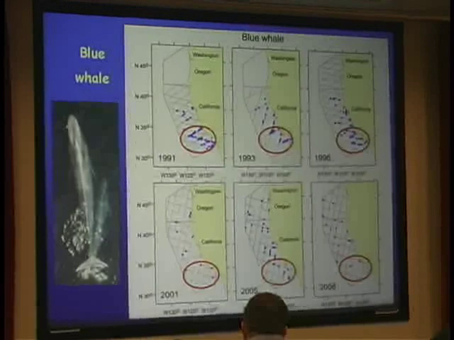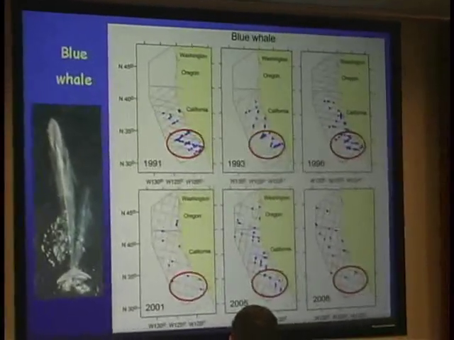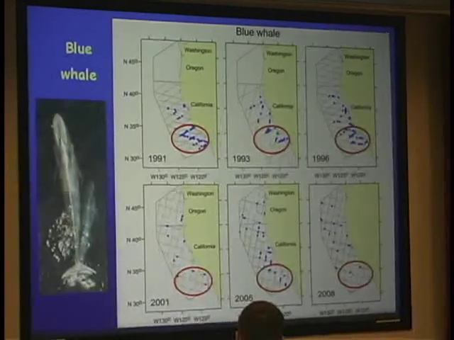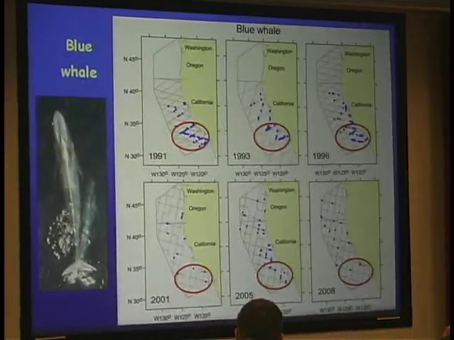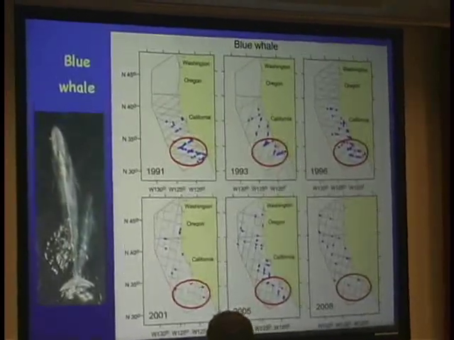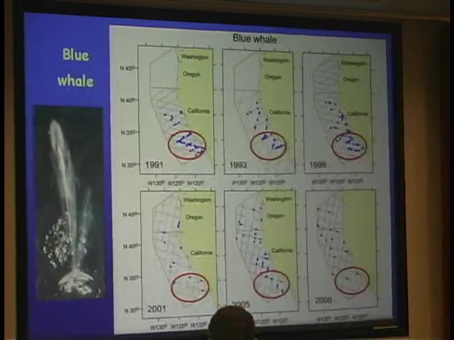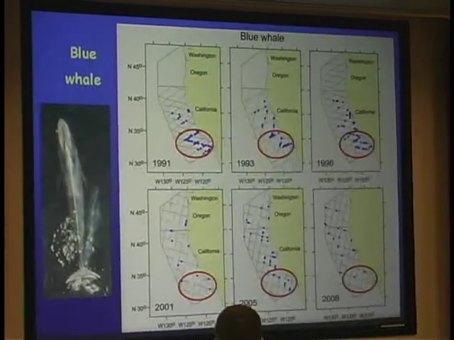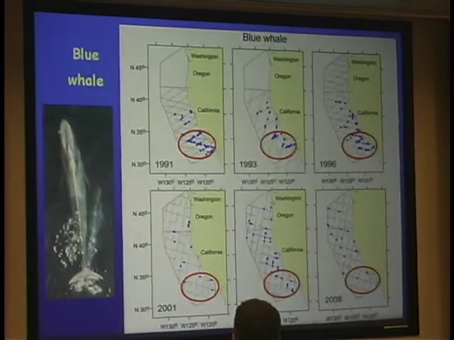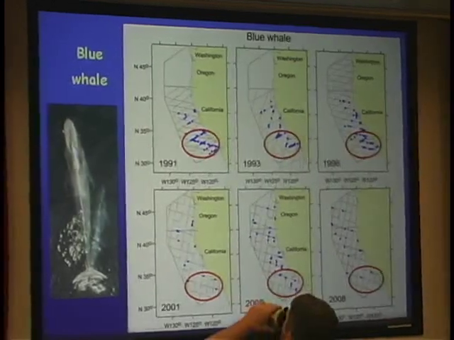If we look at a larger scale, this is a map showing 6 surveys we've conducted within the California current system for marine mammals and blue whale sighting locations. The top panel are within the 90s, 91, 93, 96. The lower panel are in the 2000s, 2001, 2005, 2008. And we see a pretty dramatic difference in the numbers of sightings, particularly in the area circled in red off the coast of Southern California.